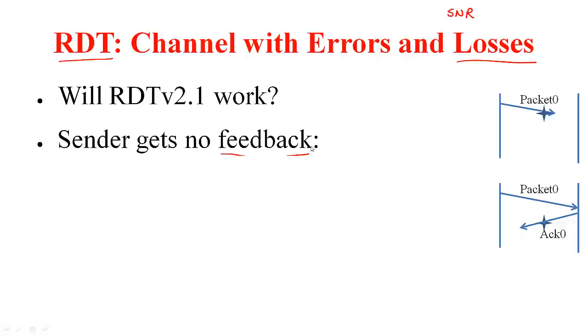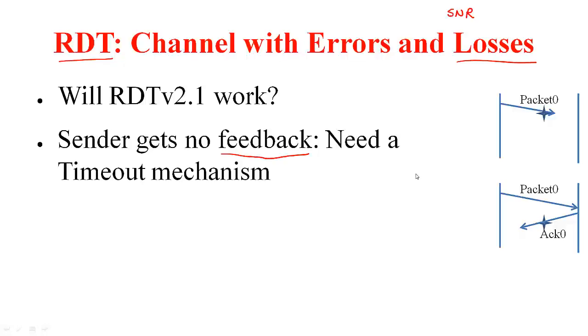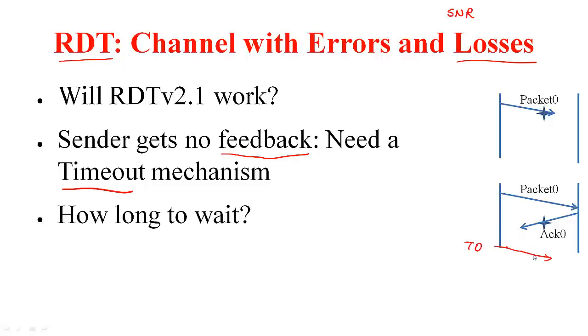In either case, the sender gets no feedback. Until now, whatever we have seen, the trigger for a sender to act is based on feedback. Now, when it doesn't get feedback, what do you need? You need some other mechanism, basically. So you need a timeout mechanism. The question next is, how long do you wait? In other words, when do you retransmit the packet? Timeout means you are timing out after some time and then you are going to retransmit the packet. What should be the value of your timeout?